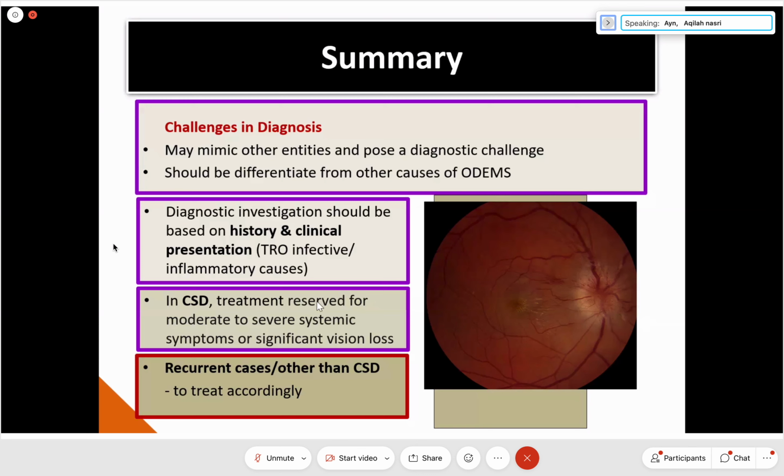In cat scratch disease, we reserve the treatment for moderate to severe cases. But for other cases, for example recurrent cases or inflammatory cases, more aggressive treatment is required. We need to treat accordingly. Okay, that's all from me. Thank you very much.